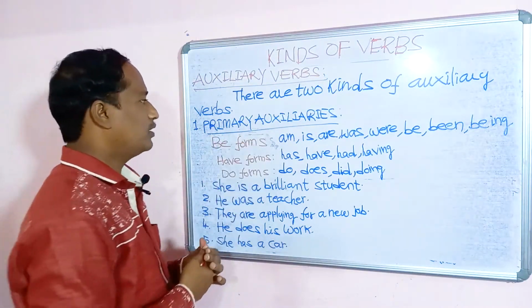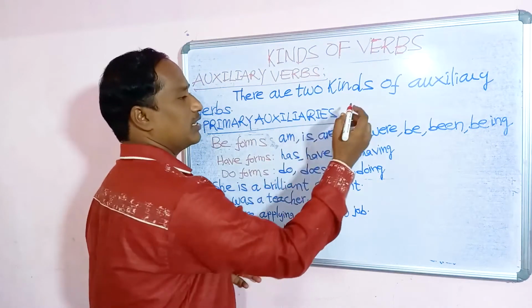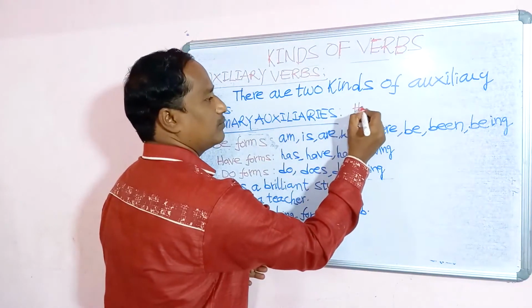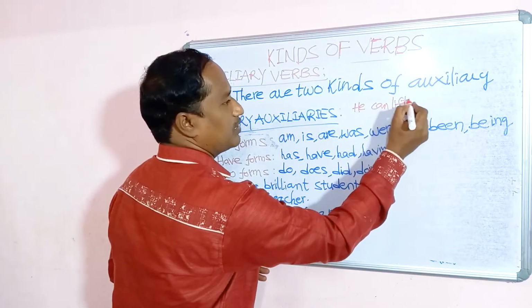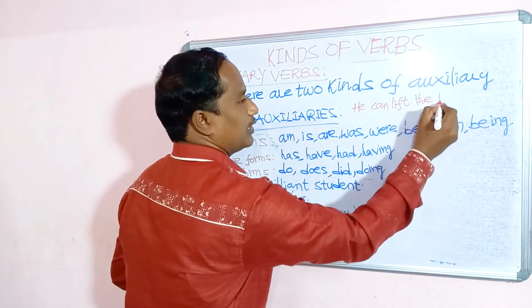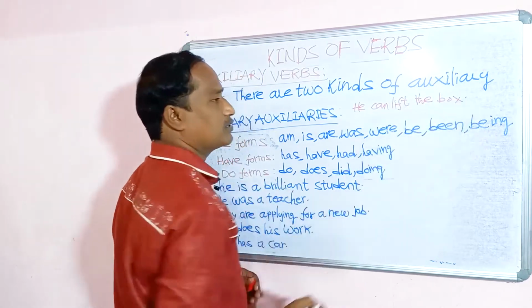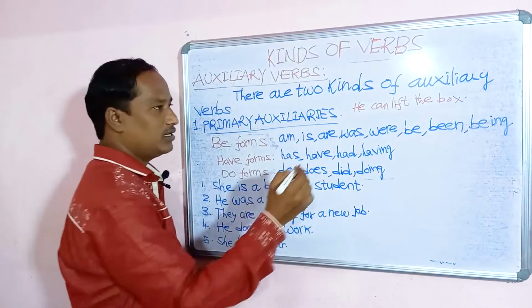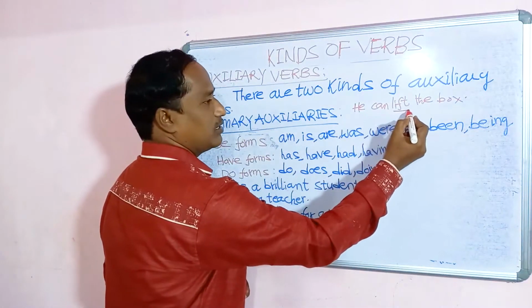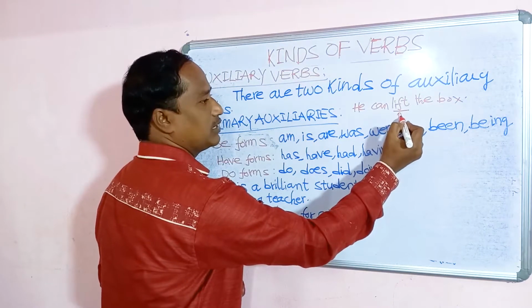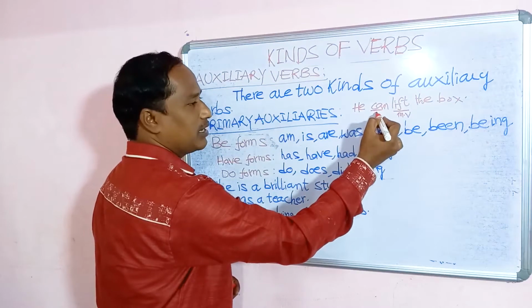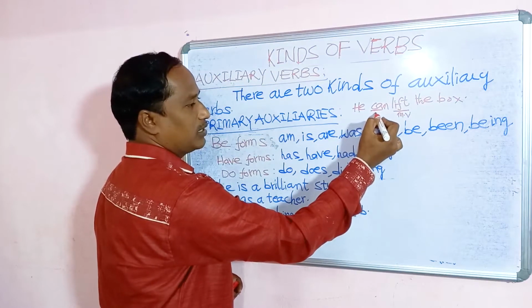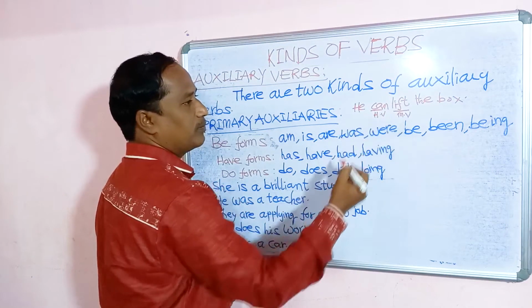For example, look at this sentence, you can understand. He can lift the box. He can lift the box. So in this sentence you can understand that here lift is the main verb, whereas can is an auxiliary verb or a helping verb.